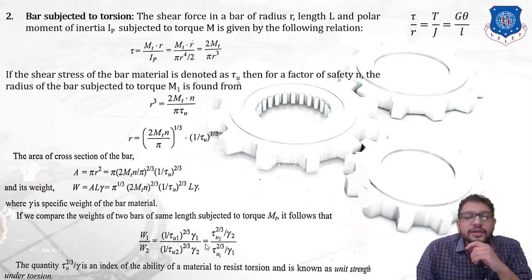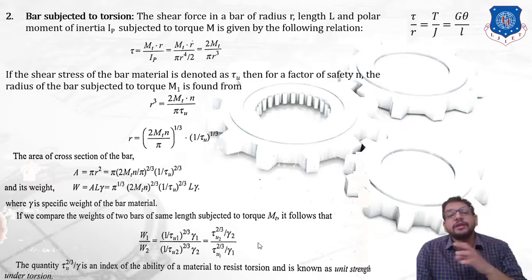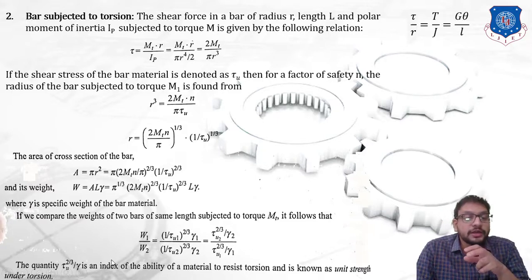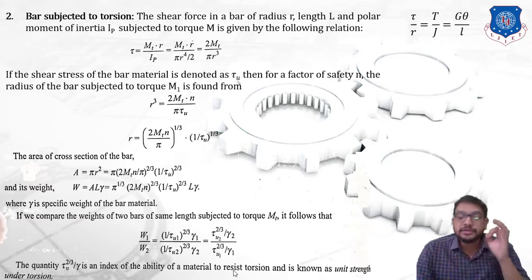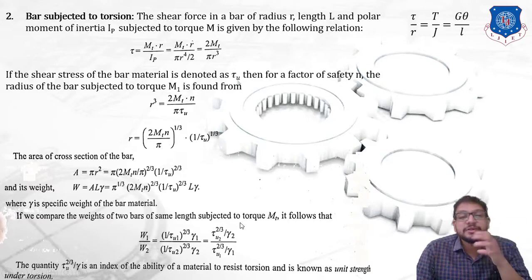So this quantity tau by gamma is a representation of a unit strength under torsion. Remember that this quantity is an index of the ability of material to resist torsion. Okay, so this has been asked in your exam. You need to keep this derivation in mind and how we need to proceed.